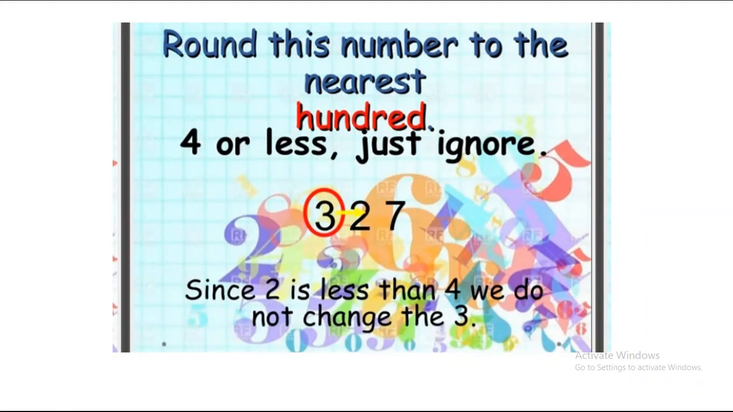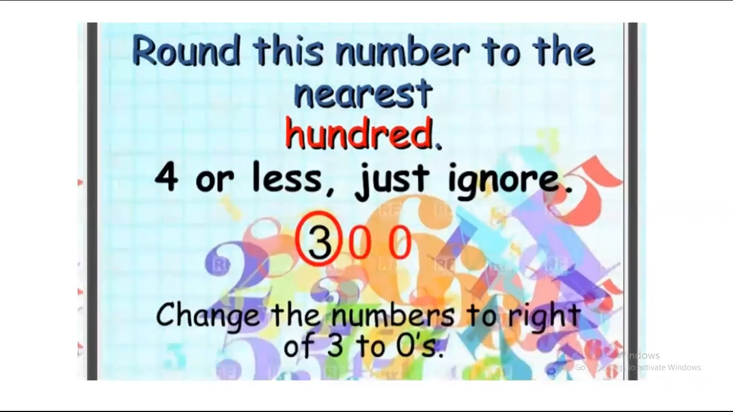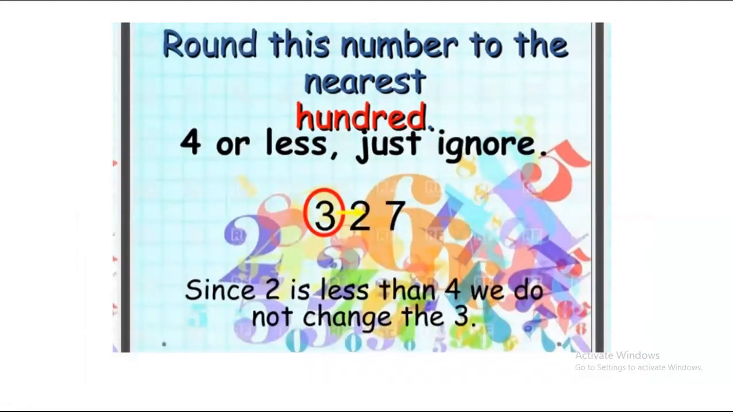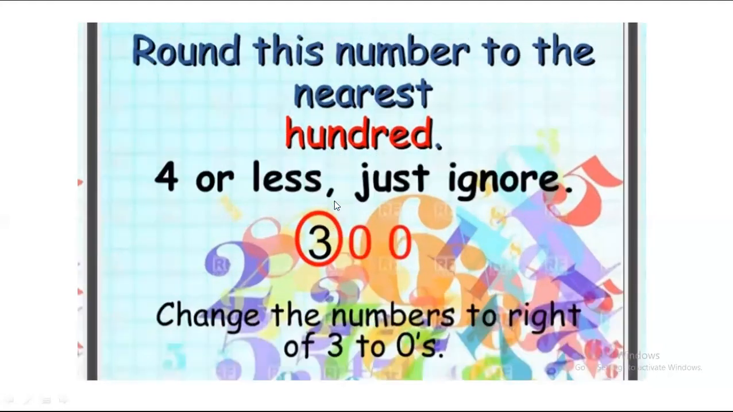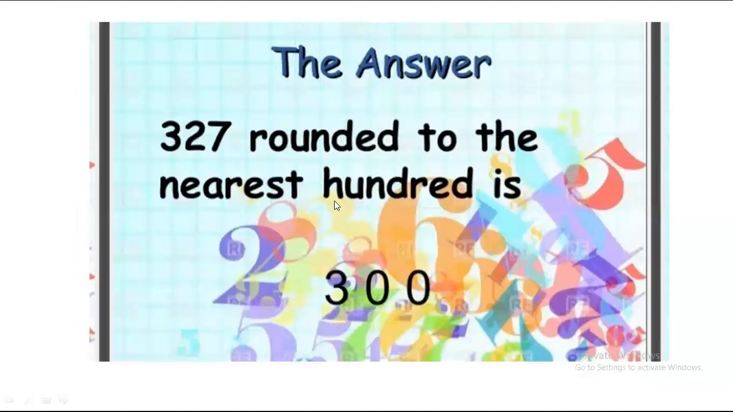Okay. Round this number to the nearest hundred, 4 or less, just ignore. If the number is less than 4, we do not change it. We change the numbers to the right into zeros because it will not increase, since 2 is less than 4. If it had been 5 or greater, then we would have made it 4. Okay. 327 rounded to the nearest hundred is 300.